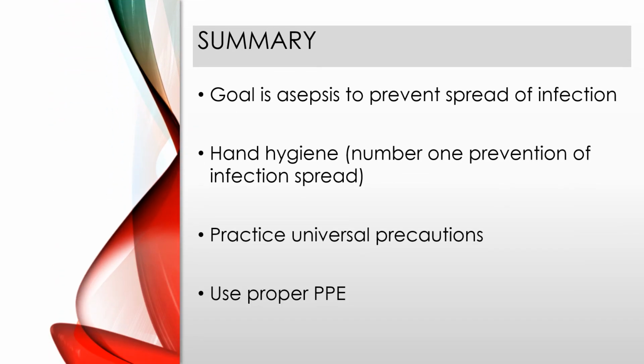And so the summary is to use asepsis as a goal to prevent the spread of infection, and you would use hand hygiene as the number one prevention of infection spread, and you would practice universal precautions, which is using precautions for all patients, whether they're on isolation or not.